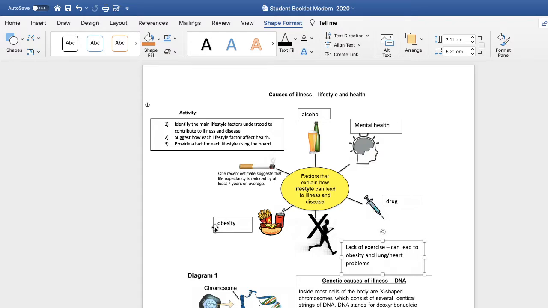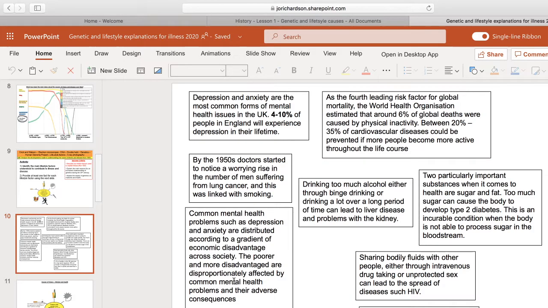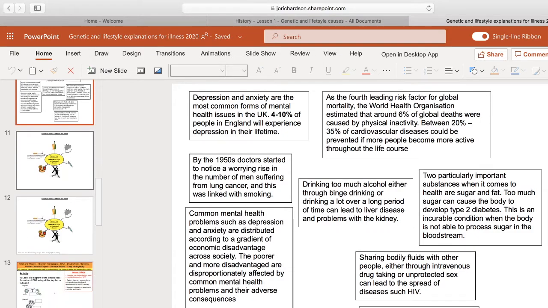Just put in a fact about each one. The smoking one's already done for you. One recent estimate suggests that life expectancy is reduced by at least 7 years on average. And if we look on the slide, you can just pause the video and pick out a fact to put for each picture.